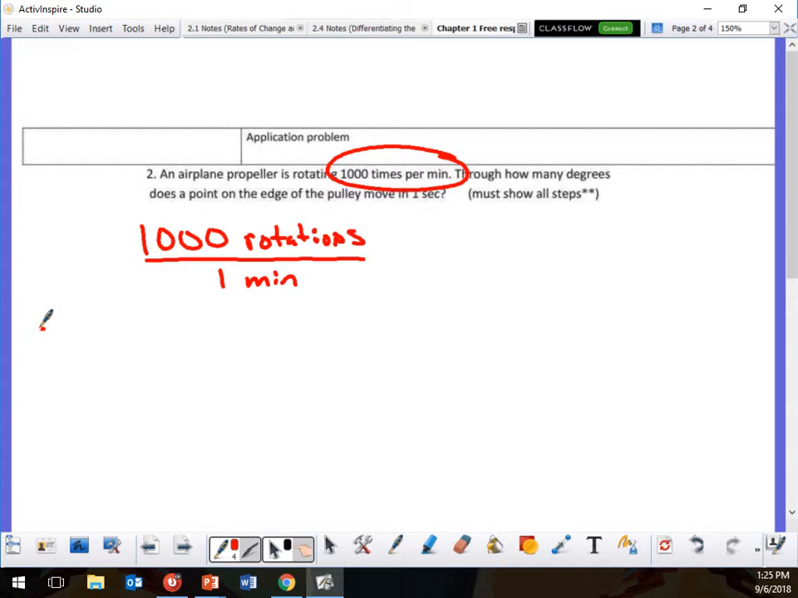Now, through how many degrees does the point on the edge of the propeller move in 1 second? First, my units are wrong here, right? So I've got to figure out per second. Since I'm trying to figure out per second, I need to get rid of minutes, right? I set this up like this for a reason, because I have to cancel that out.